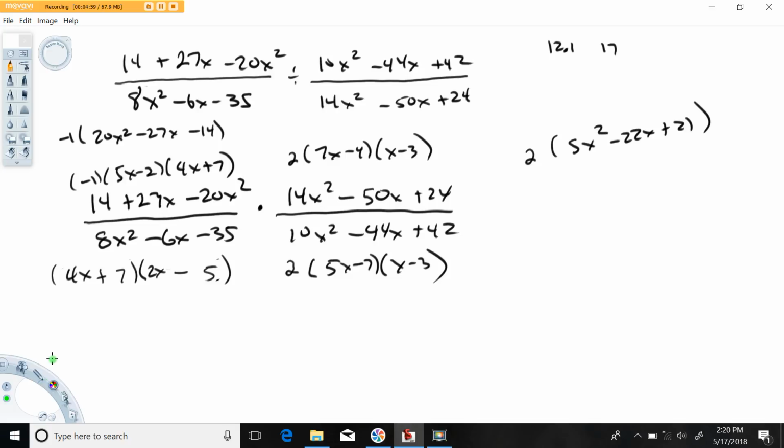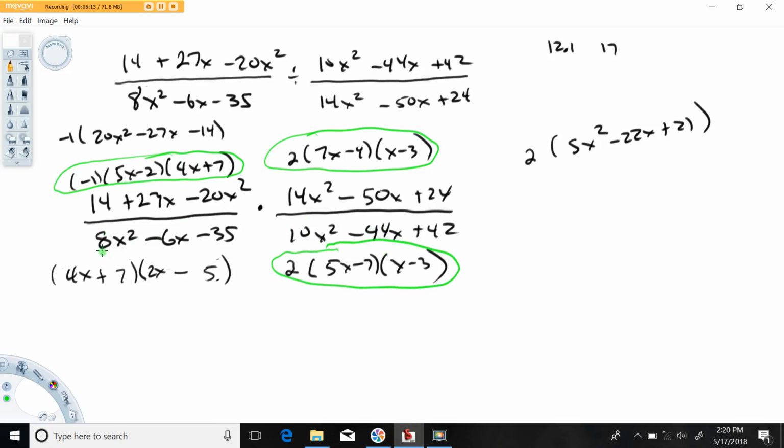So let me circle in green all the things that are important here. This now factored into this. This one factored into this, a process similar to what I did over here. This one factored into this, and this one factored into this. All right. So now let's look around for things that will cancel or go away.